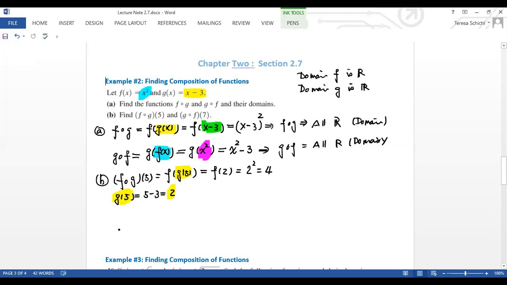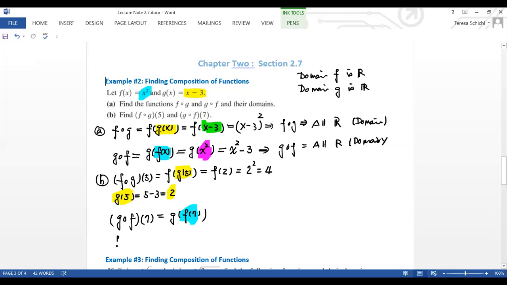Okay, let's try again. For G composed of f at 7 here, that means G of f of 7. So what do you need to do first? I need to find f of 7, right? So I need to find f of 7.